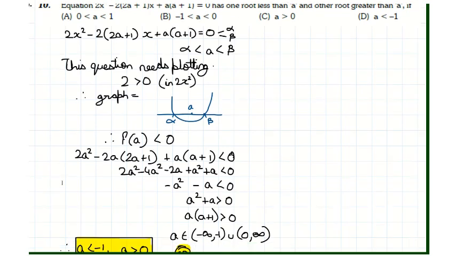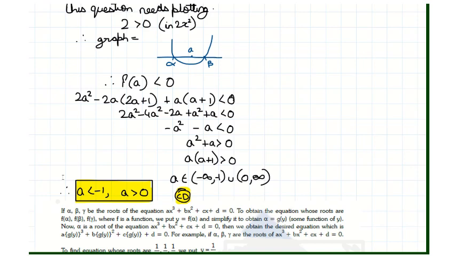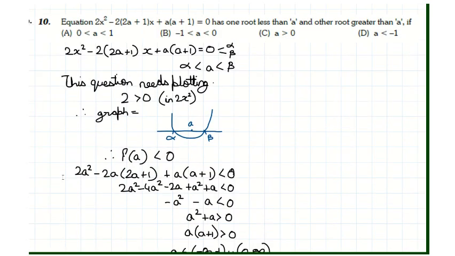Applying the wavy curve method, we get a is either less than minus 1 or a is greater than 0. This is options C and D.